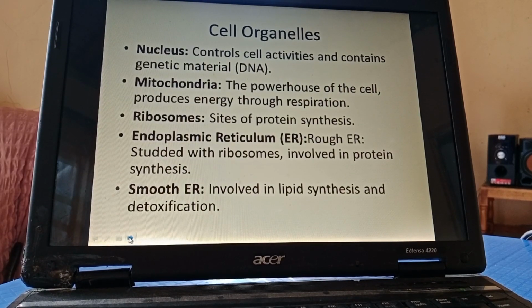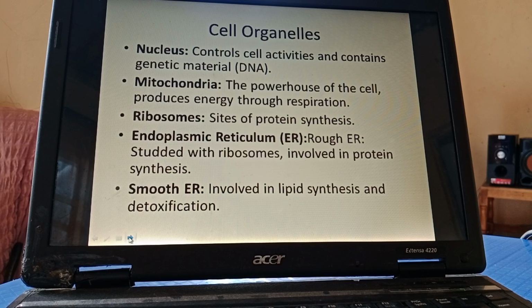So we go directly to the cell organelles. You have the nucleus, which controls cell activities and contains genetic material or DNA. DNA is short for deoxyribonucleic acid. Then we have mitochondria, another very important organelle, the powerhouse of the cell, which produces energy through respiration.